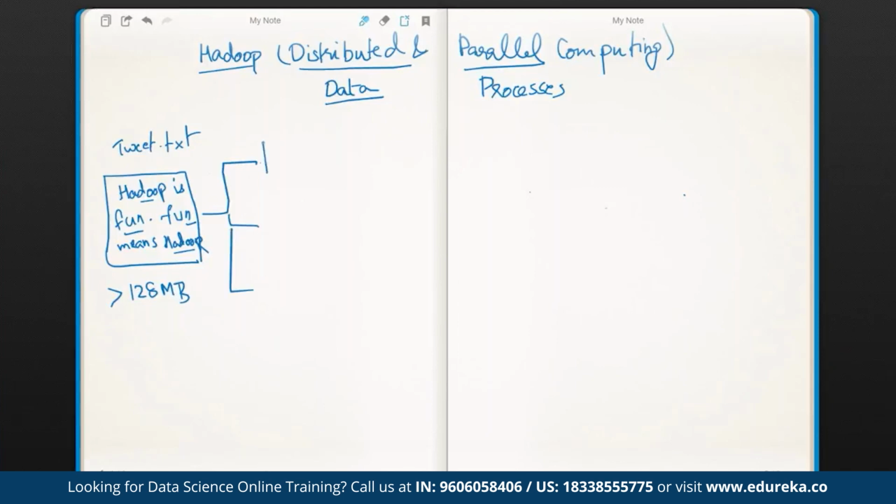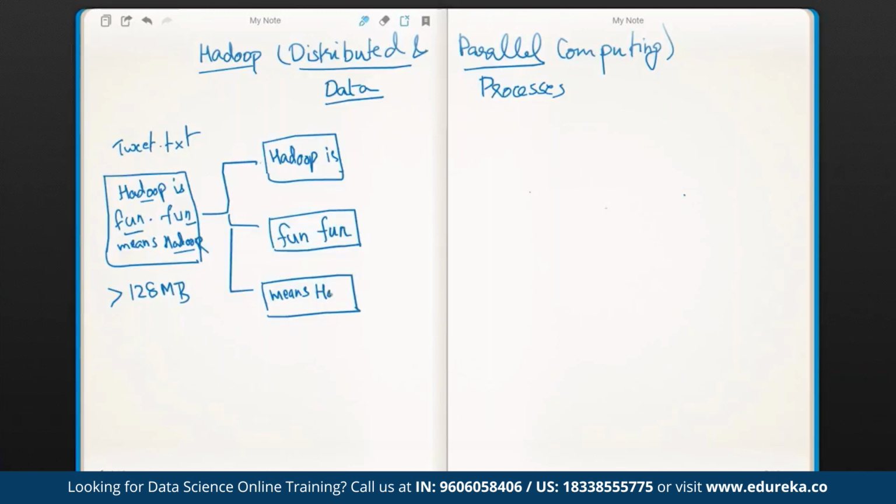The first split of 128 MB is only 2 words long, which is nothing but Hadoop, and it contains the word is as well. The second split of this data contains the 2 words fun, both in one, which is good. And then the third split contains the words means and Hadoop. So this is the first step which happens while you want to distribute the data. I'm calling this the split operation, right?